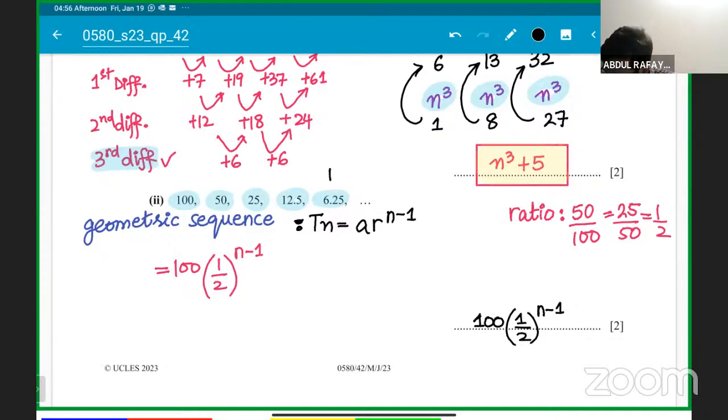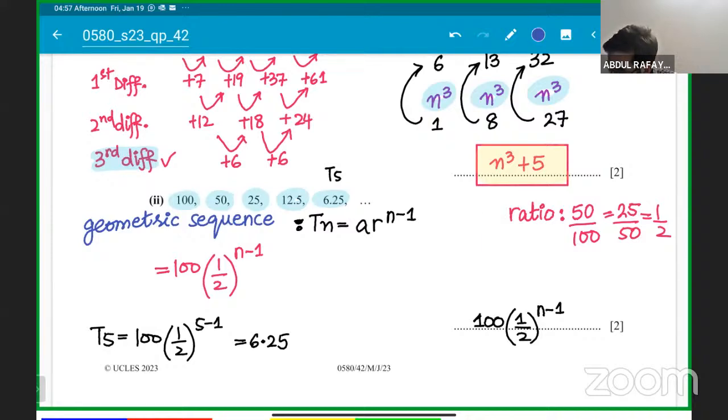Try it, apply it for term number 5. See, the answer is matching. Make sure you try it. That's right. 100 times half power 5 minus 1, that is 4. So 100 times half to the power of 4 in the calculator, I am getting 6.25. It is exactly matching. Okay students, the value is matching. Everyone got it? Clear on this? Any questions? Let me know.